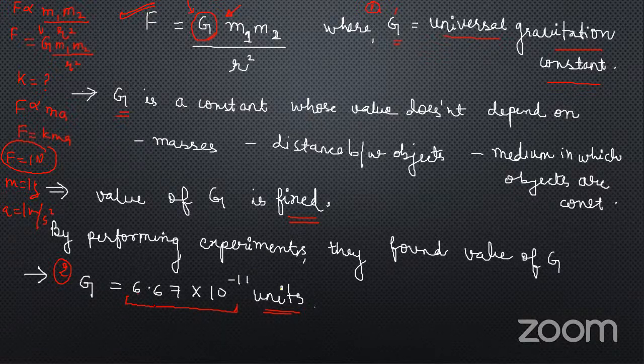Ma'am, I wanted to ask, in the second one, G is a constant whose value doesn't depend on what? The masses, the distance between objects, the medium in which the object is kept. The medium in which the object is kept should be written here.